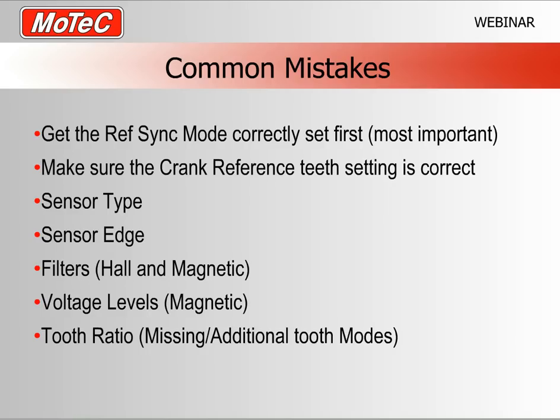And then if you have a missing tooth mode or even an additional tooth mode where I have like 12 plus 1 like the new Hondas, do I have a tooth ratio problem? Is the ECU picking up that extra missing tooth set as an RPM calculation? It shouldn't. So if I can see that in my logged RPM, then I've got a tooth ratio problem.